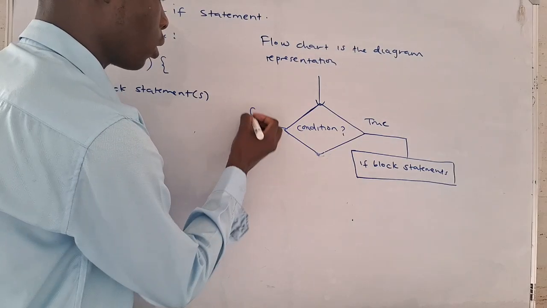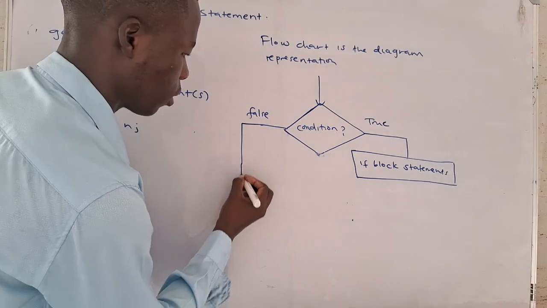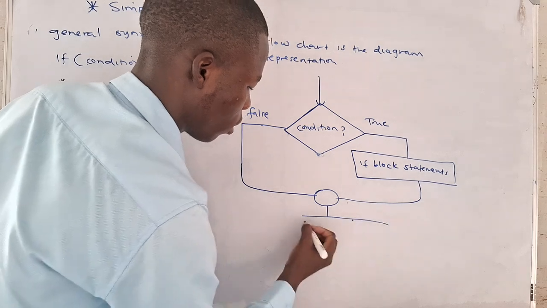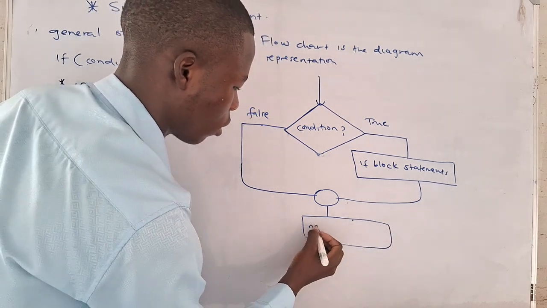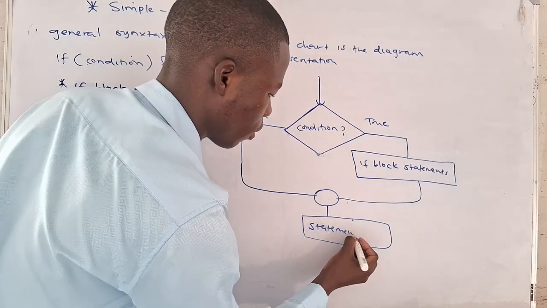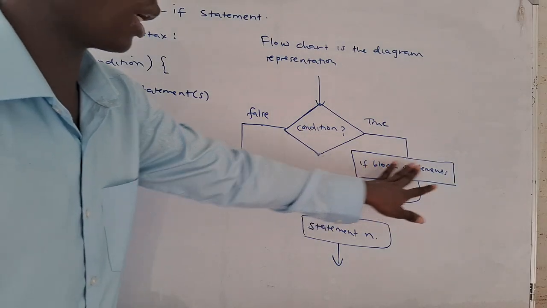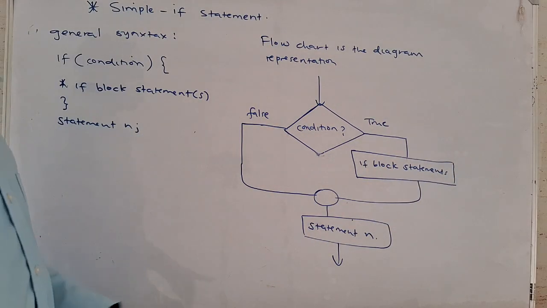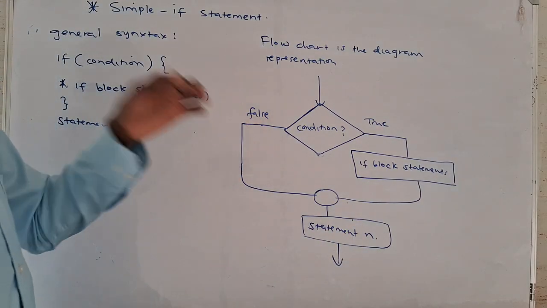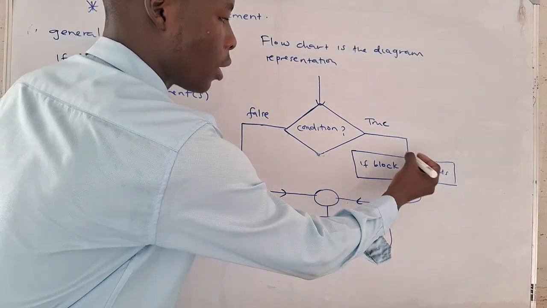If this is false, statement N is going to be executed. This is over. If the condition is true, the if block statements are going to be executed, and then after the execution of this, the next statement N is going to be executed. What about this false? If this is false, only this statement N is going to be executed.